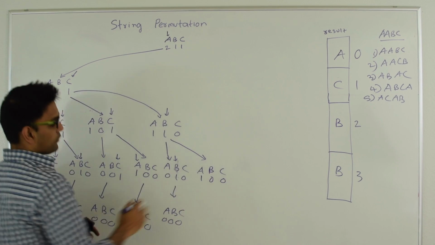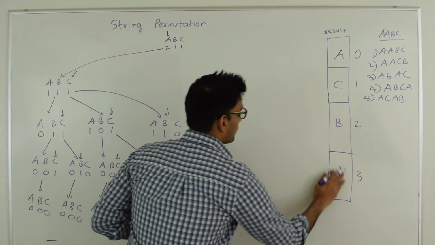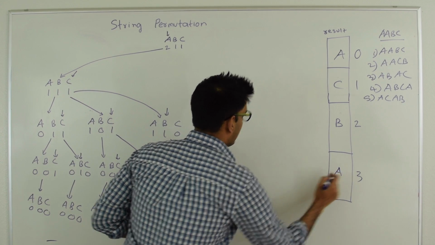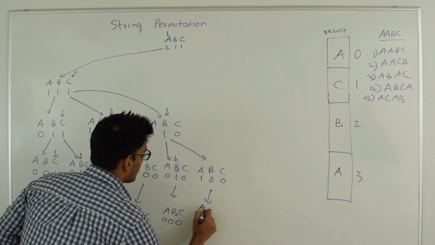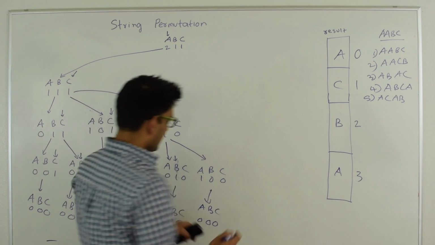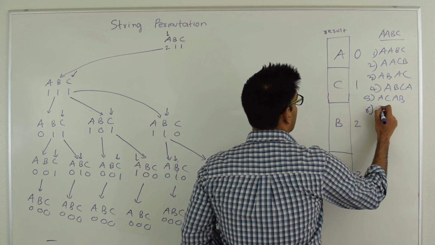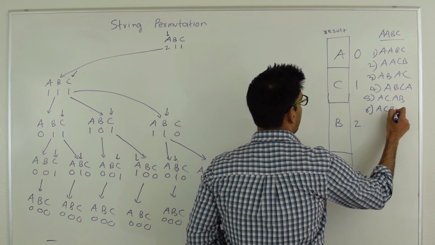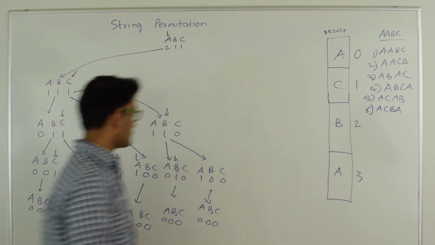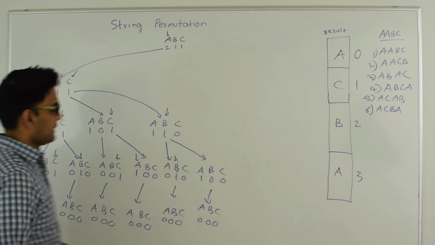And now we are going to look for an available character from the left again, so that will be A. So we're going to add A here, and this value becomes A, B, C, 0, 0, 0. So again all the counts are 0, so we're going to output this result. So A, C, B, A. So these are the first 6 permutations of this ABC.